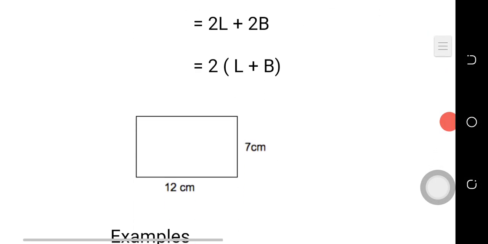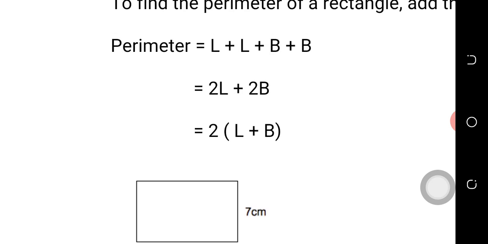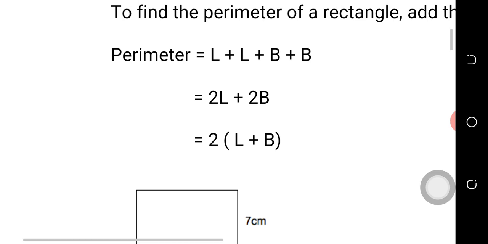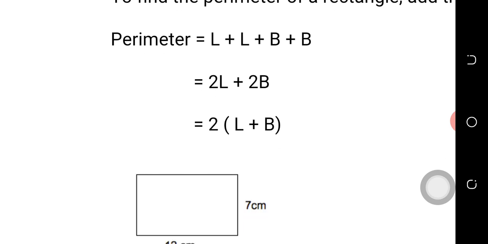The common term there is 2. So we can take that 2 out in order to put the bracket around length plus breadth. Therefore, perimeter of rectangle equals 2 bracket length plus breadth.